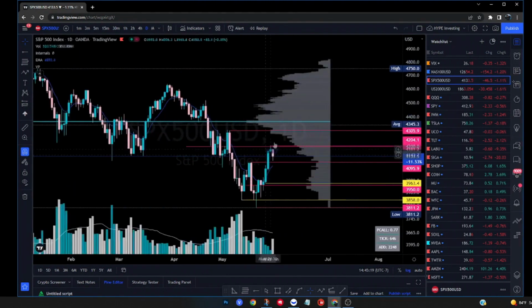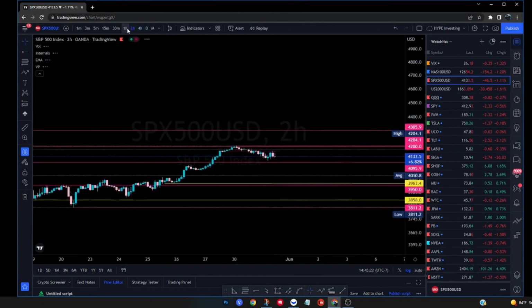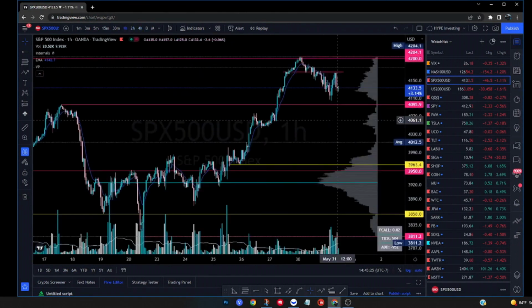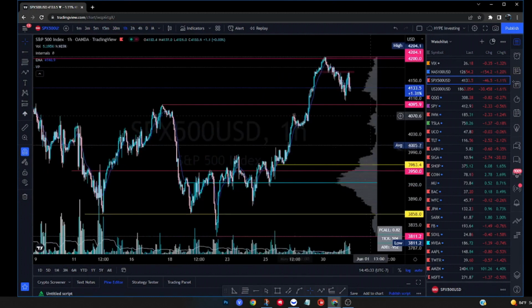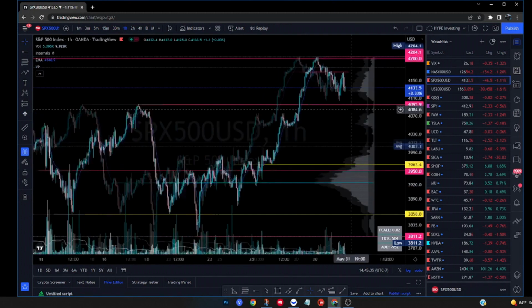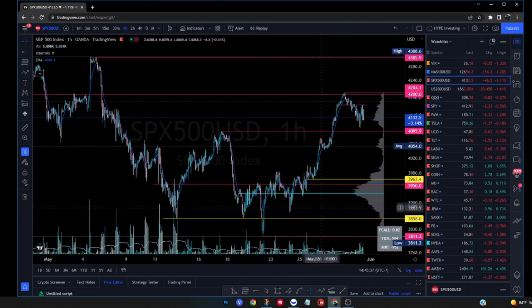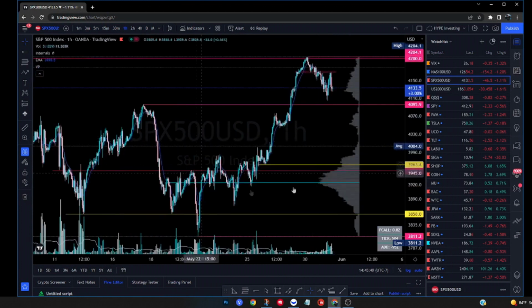So I think, in my opinion, this could be the short-term top for this move. And the reason why I think that is because of the action we saw today. And I think it shows distribution. So the first thing I want you guys to pay attention to is the volume.